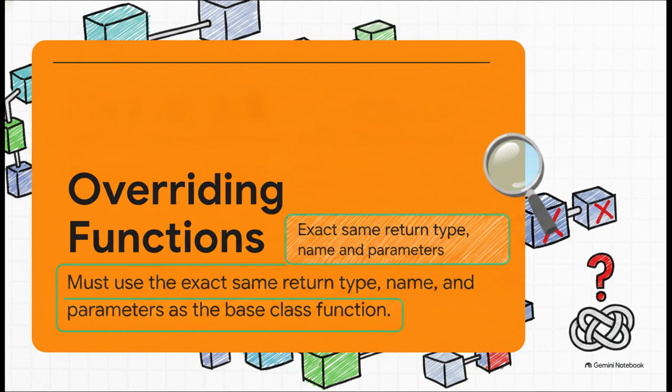So here's the absolutely crucial point. To actually override an inherited virtual function, your derived class has to be an exact match. I mean, exact same return type, exact same name, and exact same parameters. It's a strict is-a relationship. If you deviate even a tiny bit, you're not overriding anymore. You've just accidentally created a brand new function. And trust me, that leads to an absolute nightmare when you're trying to debug later on.